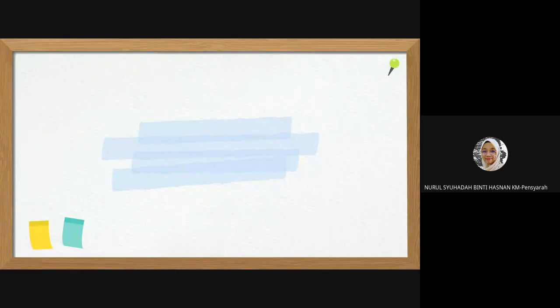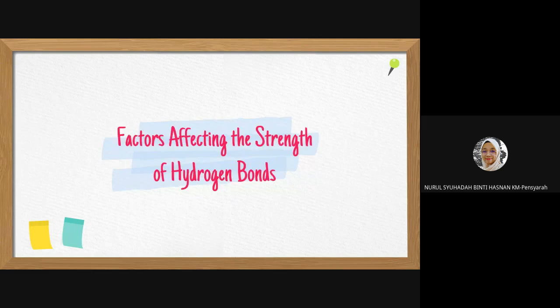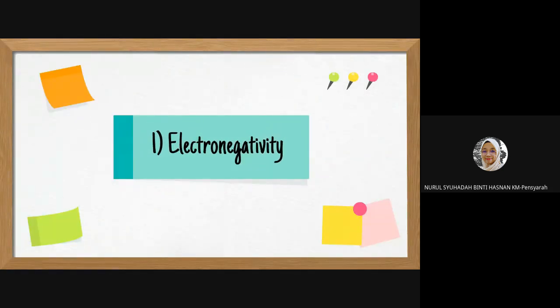Untuk hydrogen bond, what are the factors affecting the strength of hydrogen bond? Untuk hydrogen bonding, ada dua factors that will affect the strength of the hydrogen bond. The first one is the electronegativity. Electronegativity dekat sini kita nak tengok kepada electronegativity siapa? Electronegativity of the three atoms bonded to our hydrogen, which is fluorine, oxygen and nitrogen.